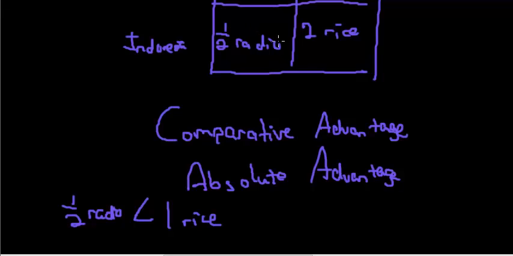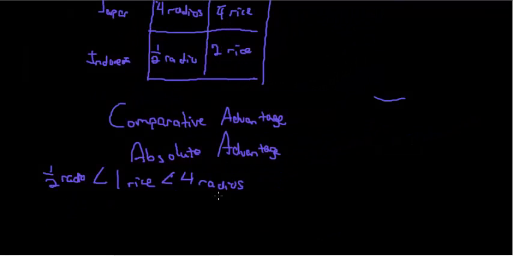So Indonesia is not going to accept anything less than 1/2 of a radio for 1 pound of rice in these terms of trade. And Japan up here is 4 radios for 1 pound of rice. So Japan's not going to give anything more than 4 radios for 1 pound of rice. And this should make sense to you because Japan can use its resources to produce these 4 radios to produce this 1 pound of rice. So why would it give more radios for this 1 pound of rice?